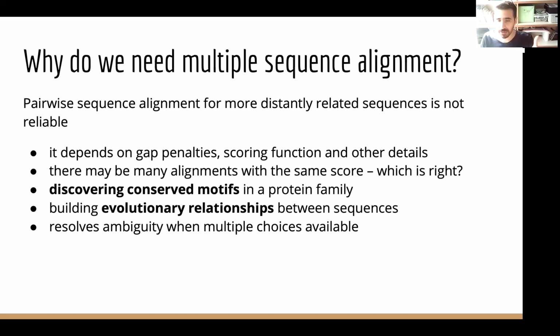And again, we will talk about phylogenetic trees. If you are interested in discovering or inferring evolutionary relationships between sequences, then multiple sequence alignments should be your choice. And also, it resolves some ambiguous situations that I will talk about. So it also helps correcting pairwise sequence alignments. How does it do so?